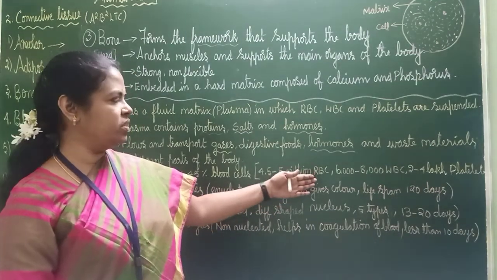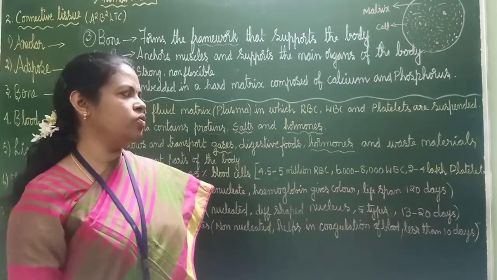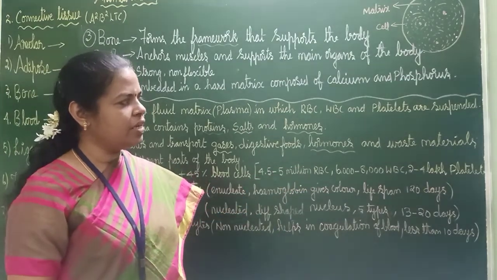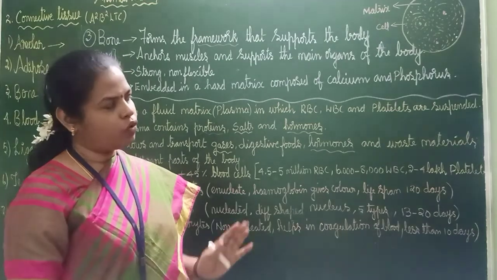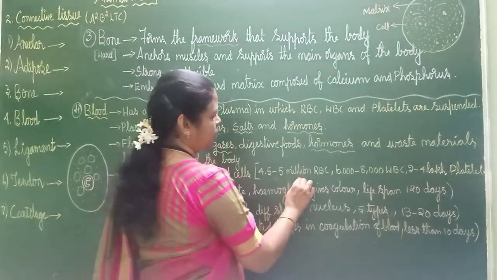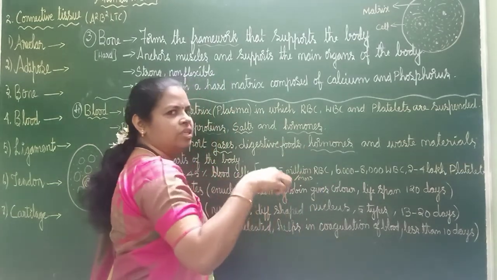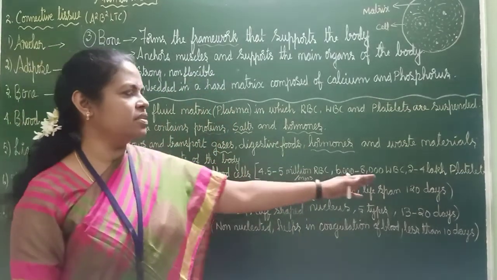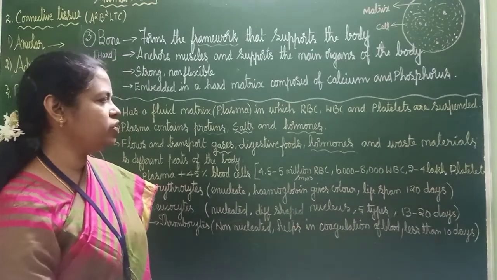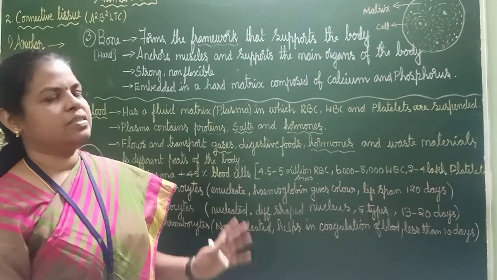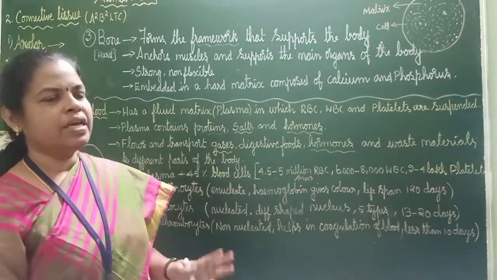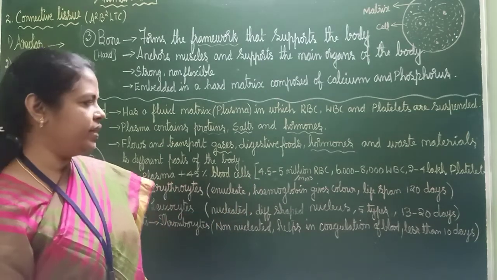Millimeter cube, if you measure, you will get this. In 1 millimeter cube of blood, if you take and see, this is how the count will be: 4.5 to 5 million RBC, 6,000 to 8,000 WBC and 2 to 4 lakhs of platelets.